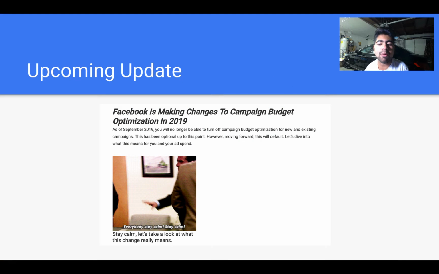But before I go in depth, I want to show you guys an upcoming update regarding CBOs, and this was taken from an online article. As you can see, Facebook is making changes to campaign budget optimization, also known as CBOs, in 2019. Starting September, you will not be able to use anything else besides a CBO, which is why it is so important for you to stick till the end and watch the entire video so you get an idea of how CBOs work. Because starting September, that is the only thing that's going to be available to you. And like the meme says, stay calm, let's take a look at what this change really means.